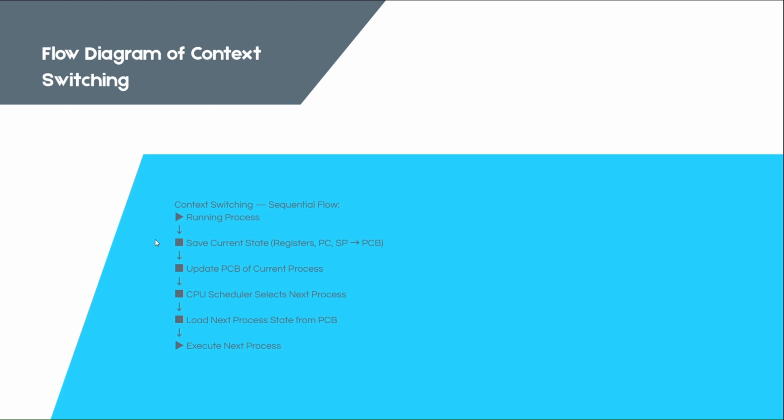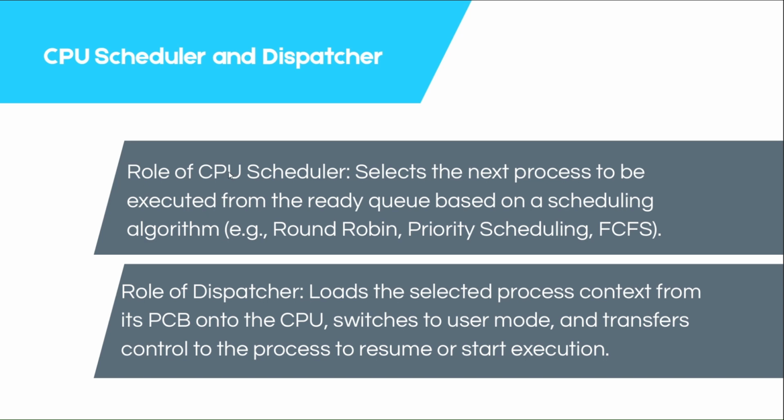Now that we know how context switching works, let's understand the two important components responsible for the process, the CPU scheduler and the dispatcher. So we can move to the next slide. CPU scheduler and dispatcher. Now let's discuss two very important components involved in context switching. These are the CPU scheduler and the dispatcher.